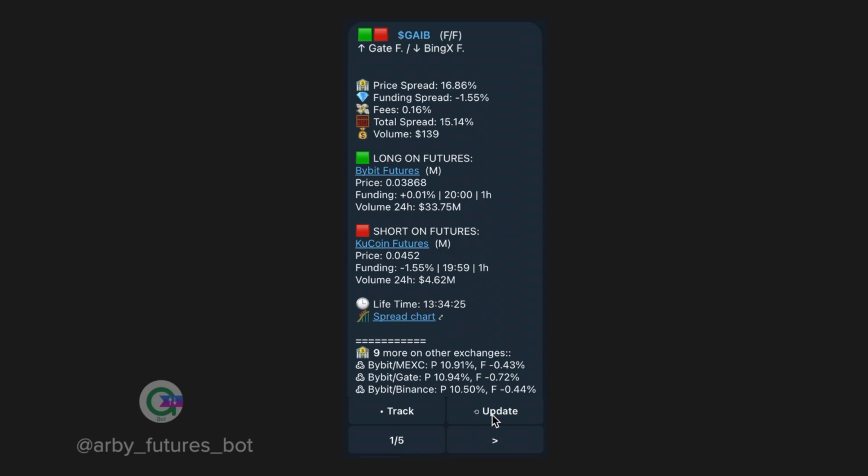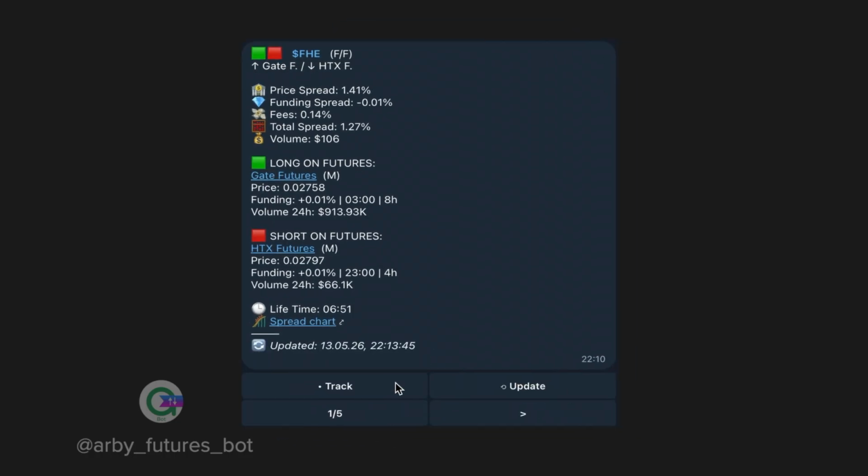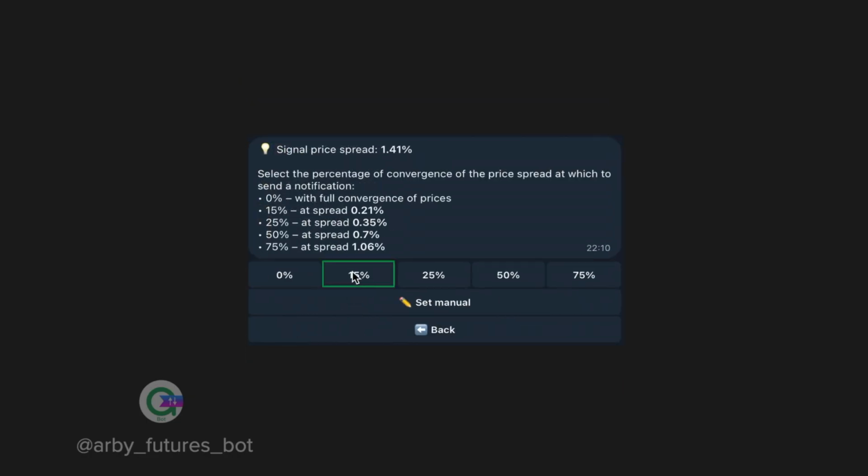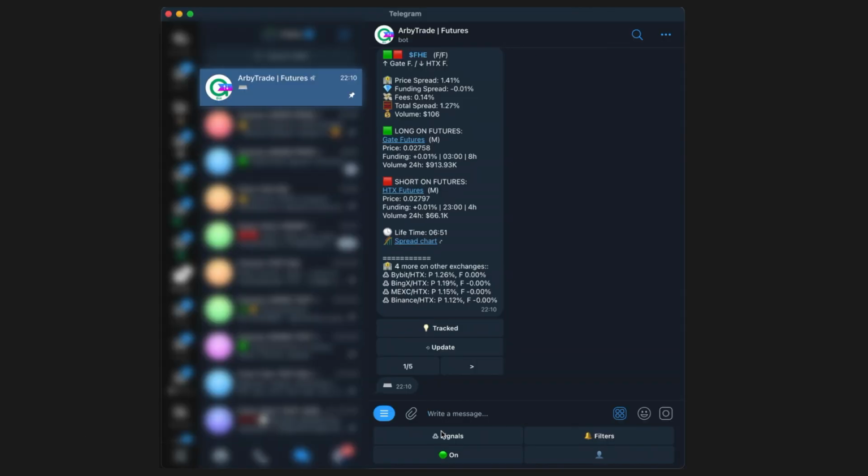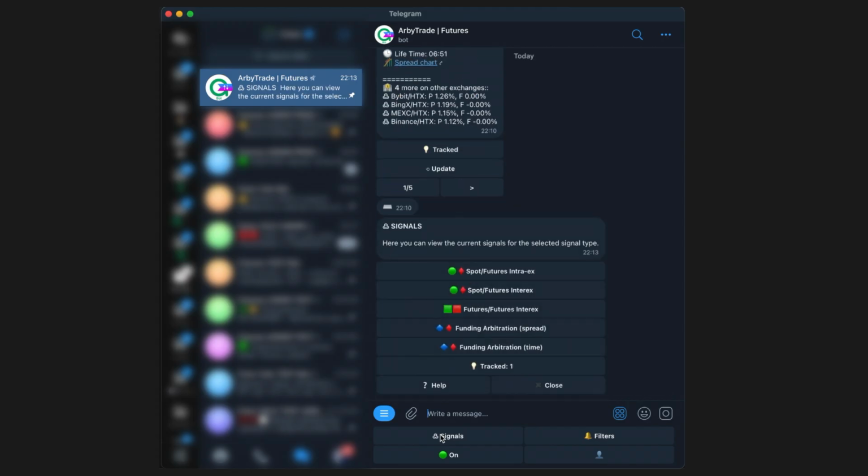If there are arbitrage signals for this coin between other exchanges, then at the bottom of the signal message, there will be a list of all current pairs for this coin between other exchanges, indicating the price spread and funding spread. You can switch between these additional signals by swiping using the button at the bottom of the message. At any time, you can refresh the information on the pair or add it to the track list by selecting the desired convergence percentage.